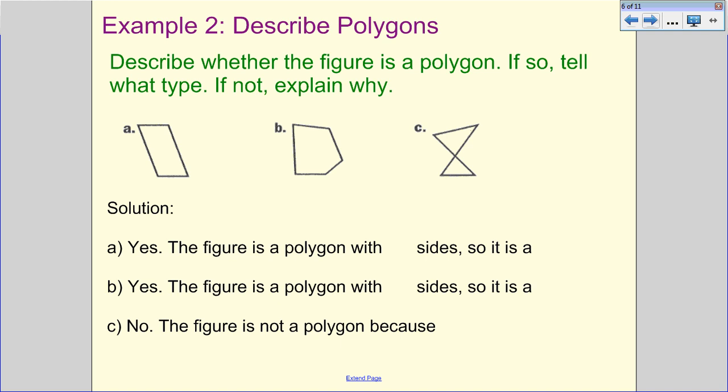All right, so let's take a look at example 2. We want to describe these polygons. Is it a polygon? And if so, tell what type. If not, so it's similar to what we did before. So A, it says yes. It's a figure with 4 sides. 1, 2, 3, 4. And so it is a quadrilateral.